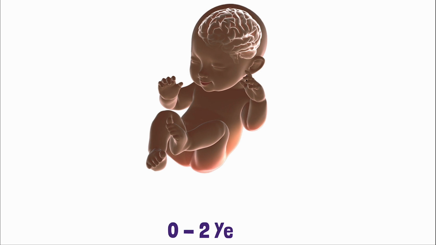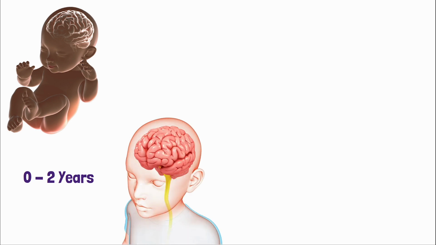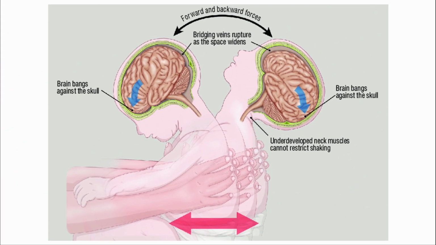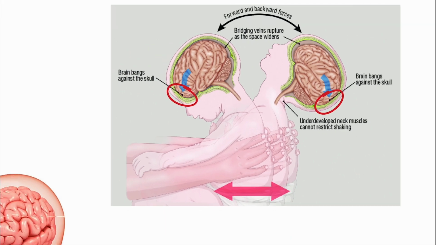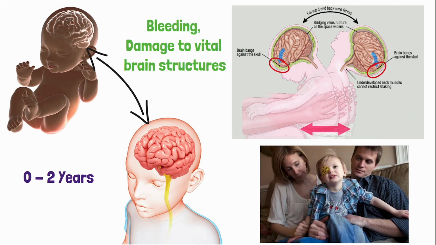First and foremost, infants' delicate and developing brains are exceptionally fragile during the first 2 years of life. Unlike adults or older children, an infant's brain is more substantial in relation to their head size and is characterized by softer, less myelinated brain tissue. This makes it highly susceptible to injury when subjected to forceful movement. When a baby is violently shaken, the brain can collide with the interior of the skull, leading to traumatic brain injury, bleeding, and damage to vital brain structures. These injuries can result in lifelong disabilities, developmental delays, or even death.